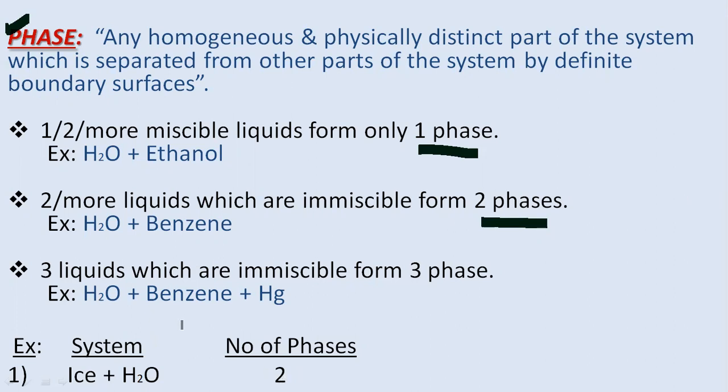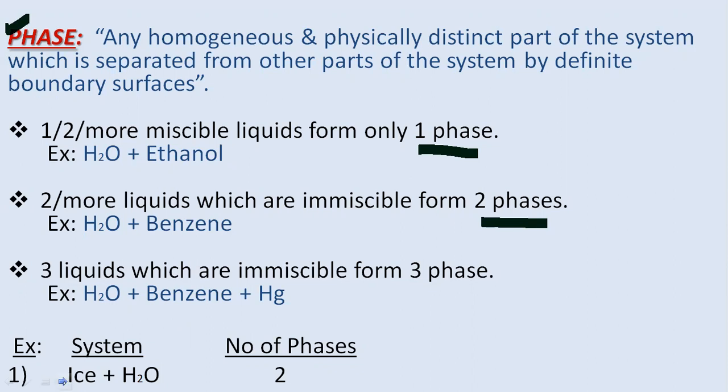So that is the explanation along with the examples we can give for the phase. In short, phase is nothing but what deals with the homogeneous and physically distinct part of the system which is separated by a definite boundary surface, right? So that is called a phase.